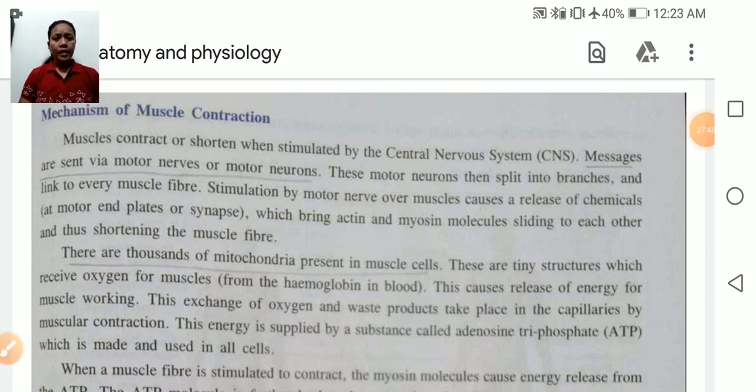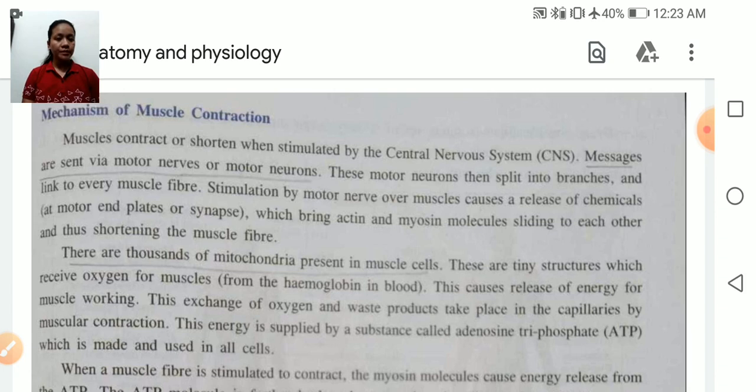Once again I will explain the mechanism of muscular contraction. How do muscles contract? Muscles contract, or shorten. Okay, contraction of muscle means shortening of muscles. Muscles contract or shorten when stimulated by the central nervous system. Messages are sent via motor nerves or motor neurons. Through motor neurons, messages are sent to the muscle.